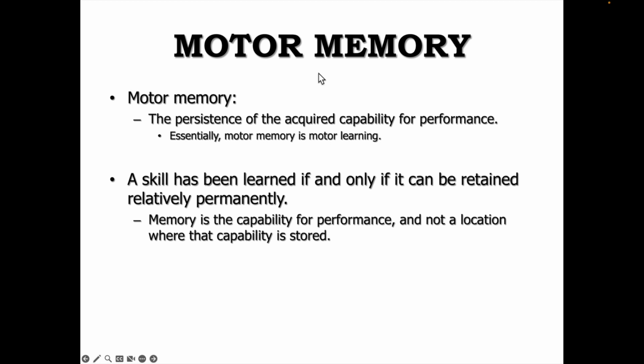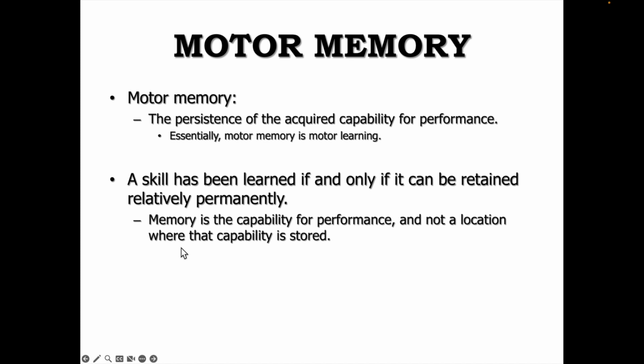Next up, let's talk about this term of motor memory. What motor memory means is the persistence, or the consistency, of maintaining a particular skill level, or maintaining that acquired capability for performing at a certain level. Essentially, we could think of motor memory as meaning the same thing as motor learning. A skill can only be learned if it can be retained relatively permanently, meaning that we could repeat that skill after periods of not practicing and still maintain it at a certain level.